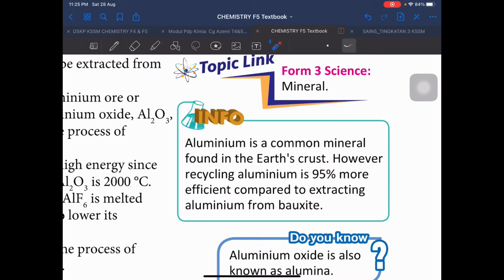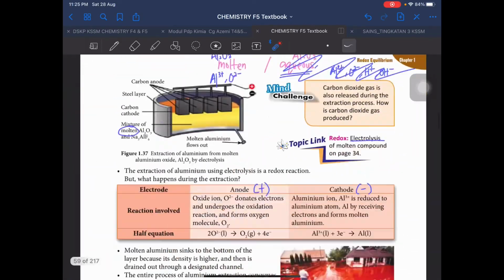Recycling what? Recycling aluminium. Why is it better? Because extraction has many effects, right? Red sludge, and what else? There is carbon dioxide, right? And then it consumes a high amount of electricity. So there are a lot of side effects if we want to extract aluminium. So better recycle. Better recycle.